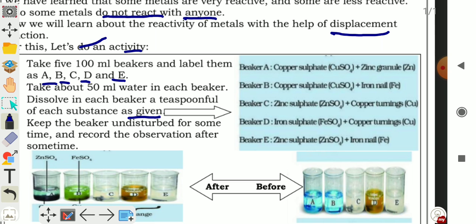In beaker A, you have to add copper sulfate and zinc granule. In beaker B, you have to add copper sulfate and iron nail. In beaker C, you have to add zinc sulfate and copper turnings. In beaker D, you have to add iron sulfate and copper turnings. In beaker E, you have to add zinc sulfate and iron nail.